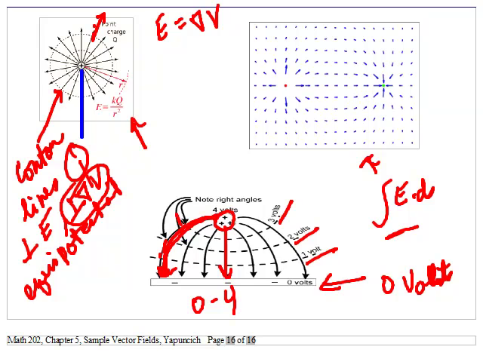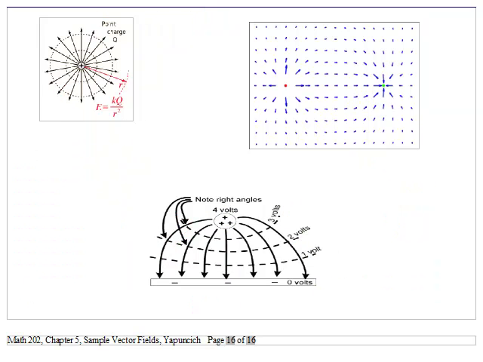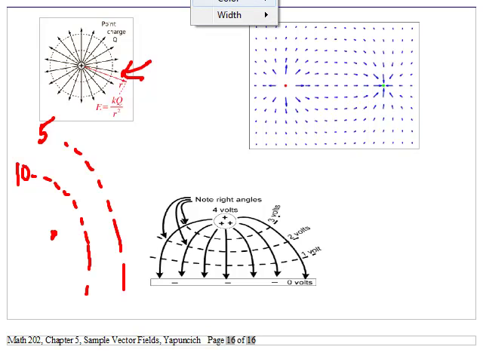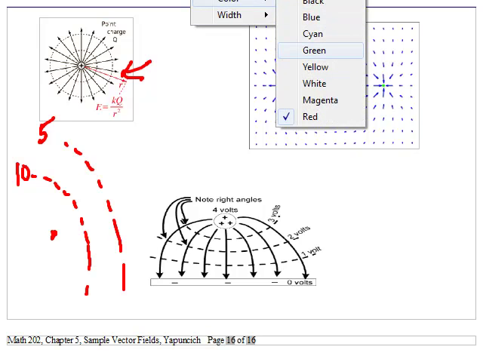Let me clear the page for a minute. On the exam, I have a different kind of situation. So let's say you have, here's a blow up of this case. And let's say this is 10 volts and this is 5 volts. Now, I'll change color here so that you can see what's going on.